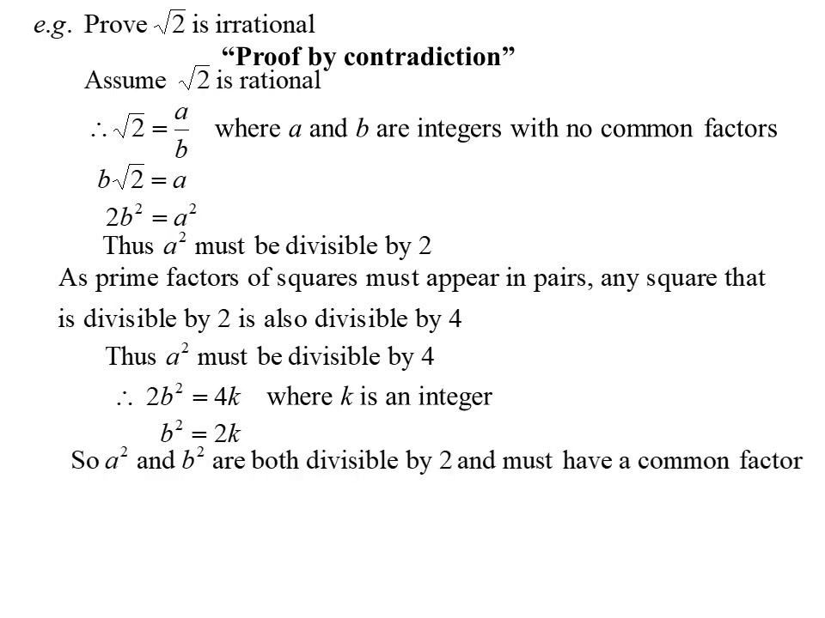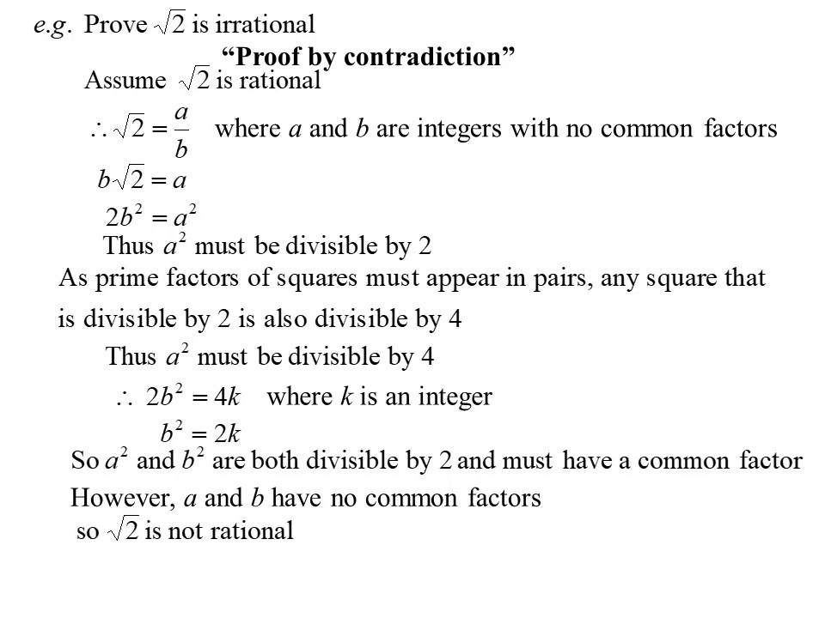Well, they've both got a factor of 2. That means they've got a common factor. But I started off by saying they have no common factor. There's my contradiction. I've got a situation which is impossible. They can't both have a common factor and not have a common factor. That doesn't make sense. So a and b don't have common factors, so the square root of 2 is not a rational number, because my proof has just fallen over. I've got a contradiction. So if it's not rational, it's got to be irrational.